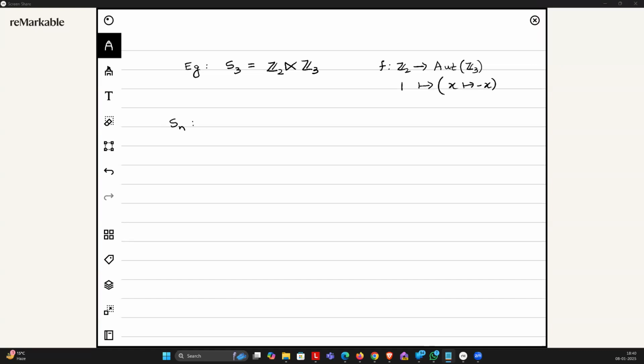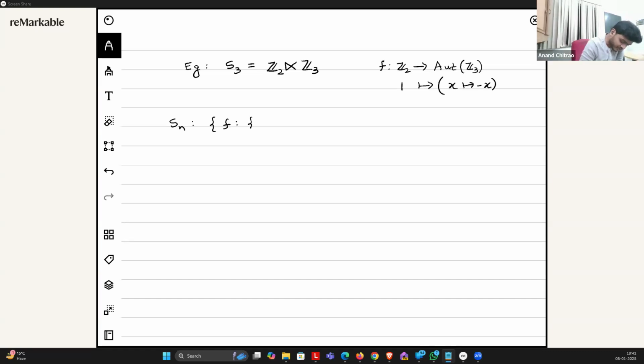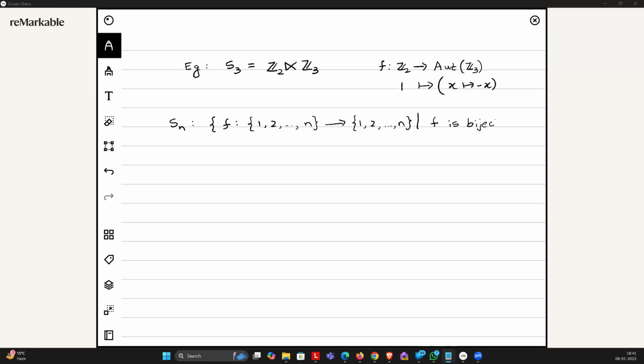Sn is the permutation group. It's the group of permutations of n symbols. So it's the set of all maps F from the symbols 1, 2, ..., n to 1, 2, ..., n, such that F is bijective. You can call these symbols anything.